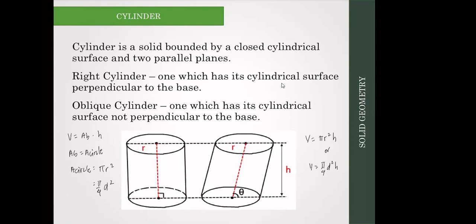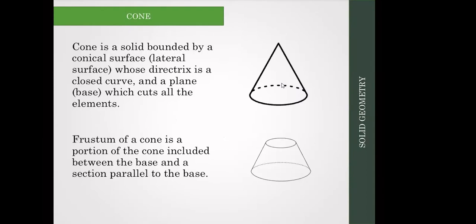Okay. Next, we have yung cone. Okay. So, pinaka-typical example natin is the one we are using sa ice cream, no? So, a solid bounded by a conical surface whose directrix is closed curve and a plane base which cuts all the elements. Okay? So, meron siyang base and then meron siyang slanting na face, no? Yung lateral surface natin is slanting, meeting at a common point dito sa top. Okay? Yung common vertex natin sa kanya.